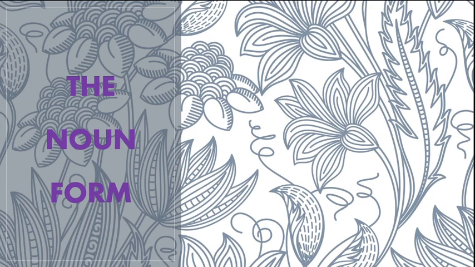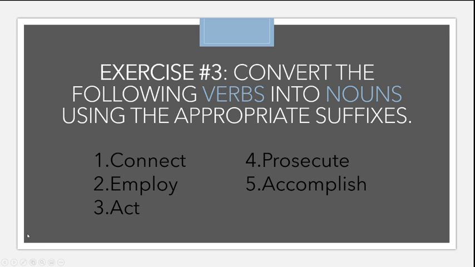Another topic that we discussed was the noun form. Specifically, we talked about how to convert verbs into nouns. We talked about converting verbs into nouns using suffixes such as ion or ment. Okay, so what I want you to do in this section, this exercise number 3, is convert these 5 verbs into their noun form using the suffixes we've talked about before, either ion or ment. Okay.